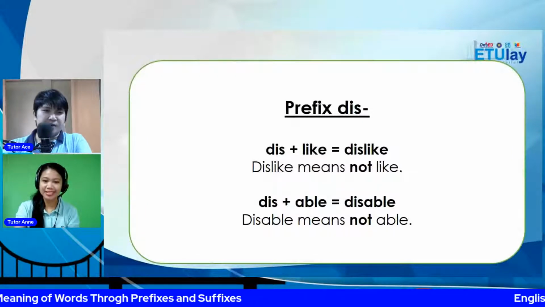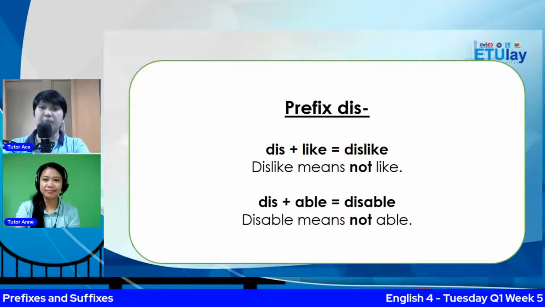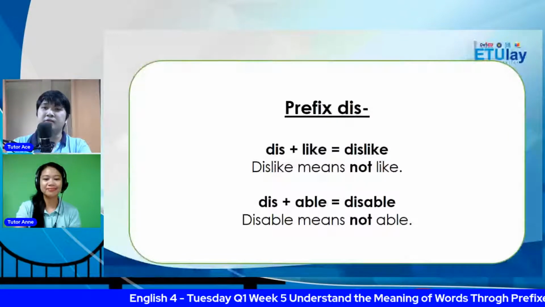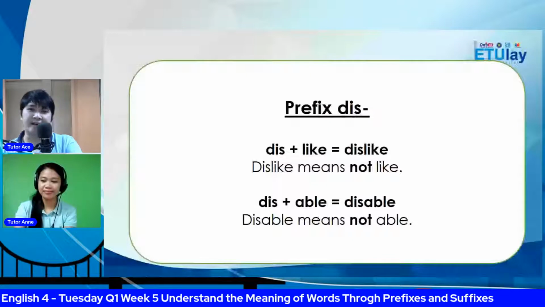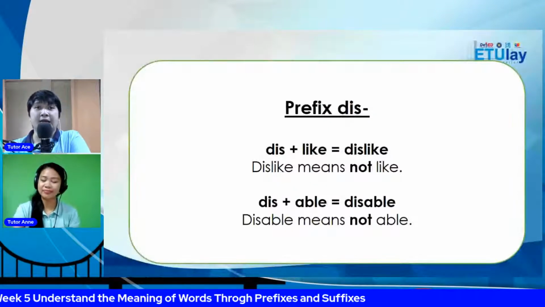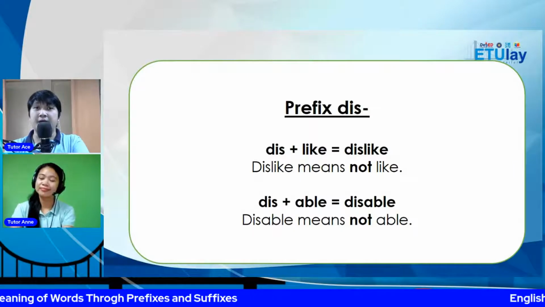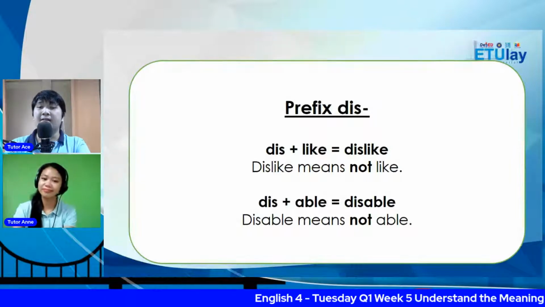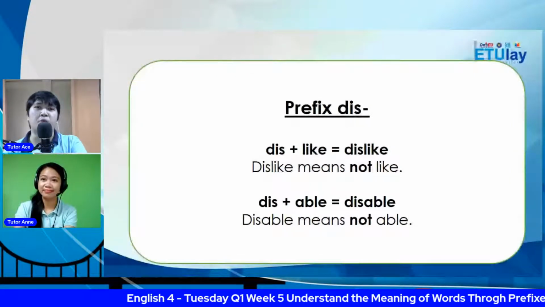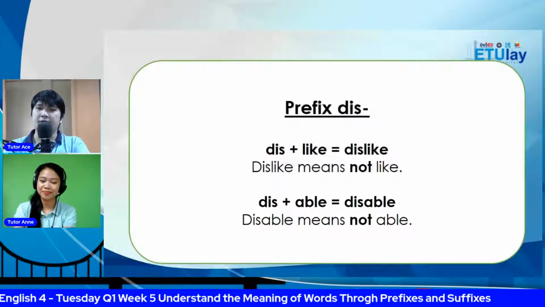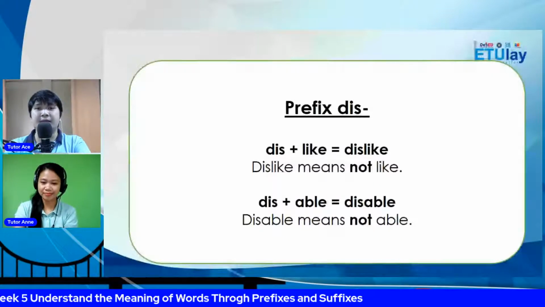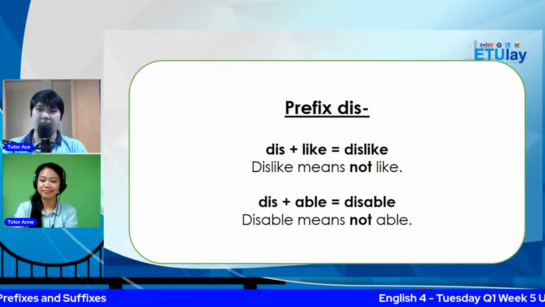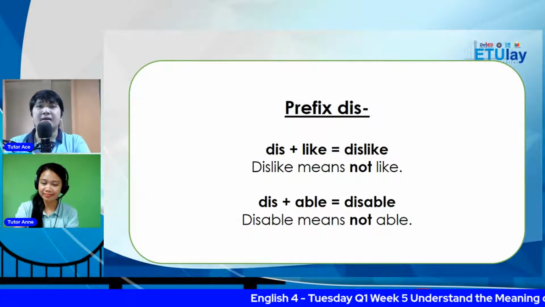All right? So we have here the prefix dis. Okay. Sample words na pwede nating ma-form using this prefix. We have the word dislike. And gaya ng mga previous examples natin, nagiging negative, di ba? Tutor Ann, yung meaning, it changes the meaning. Pag naglagay tayo ng dis before like, it means not like. Dislike means to not like someone, right? And we also have another word here. The word is disable. So again, this means not. So pag sinabi nating disable, ang meaning niyan is not able pala.